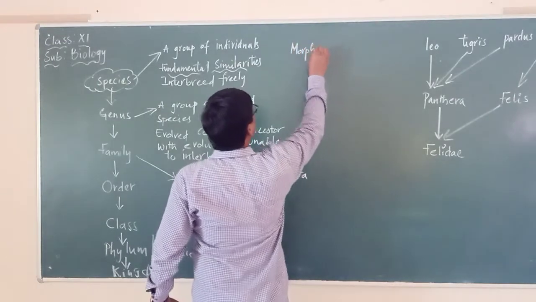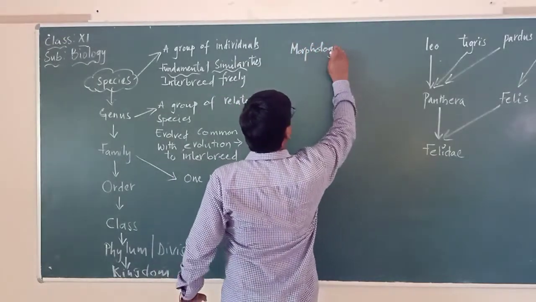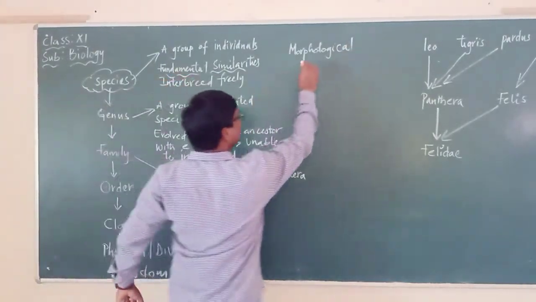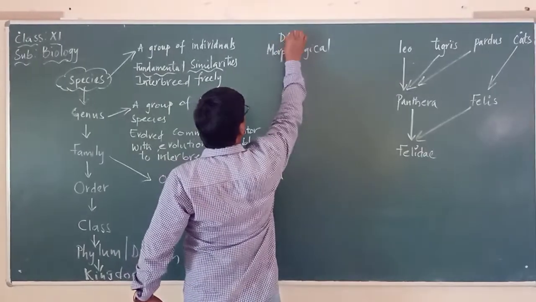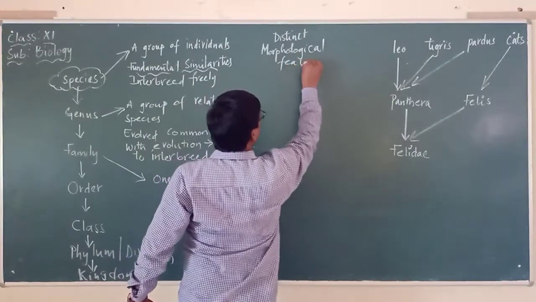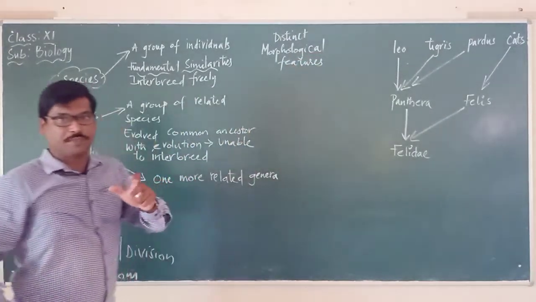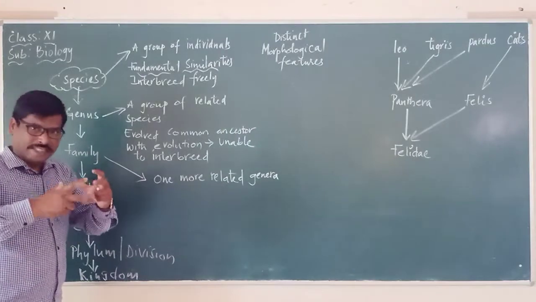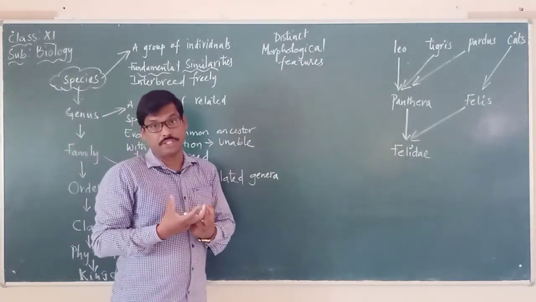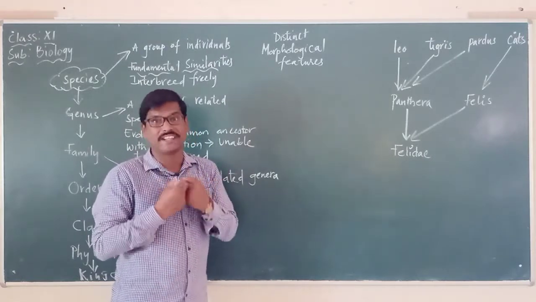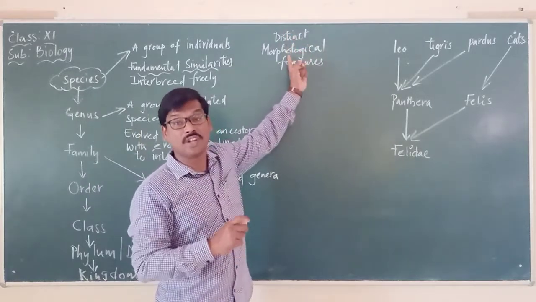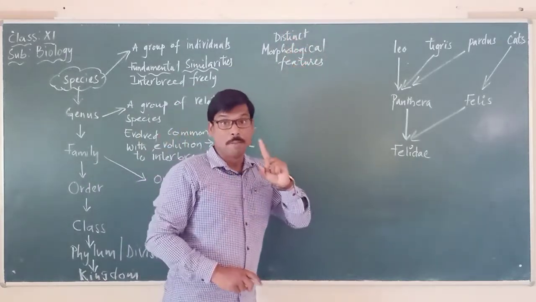Morphological characteristics. This is the word which we have to remember when we are discussing the fundamental similarities. Distinct morphological features. Let us say very clear cut that these are distinct morphological features, which are the same. So here species means a group of individuals with the same fundamental similarities. What are those fundamental similarities? They are distinct in their morphological features.